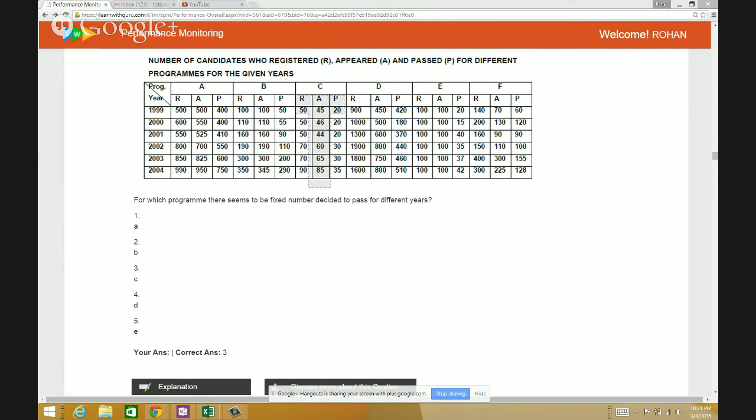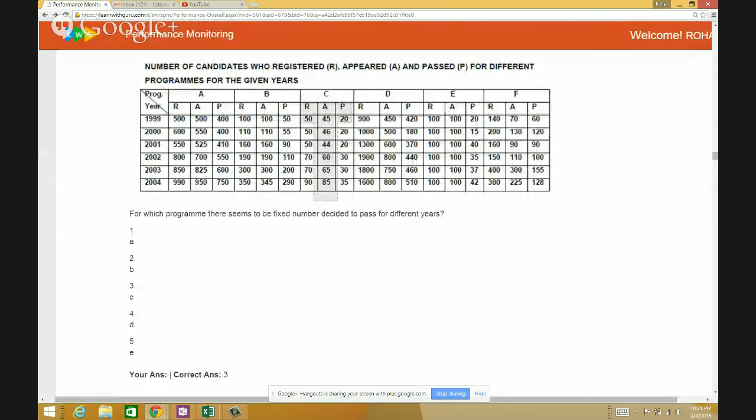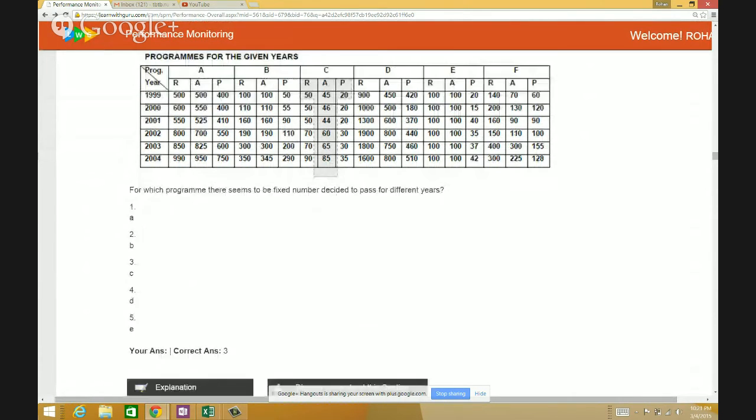Okay, let's go to the table. For which program there seems to be a fixed number decided to pass for different years. Fixed number decided: 400, 400, 410. No. 50, 55, 90, 110. No. 20, 20, 20, 30, 30, 65. Let's check the registered. Yeah, this shows a fixed number, so the answer is C.